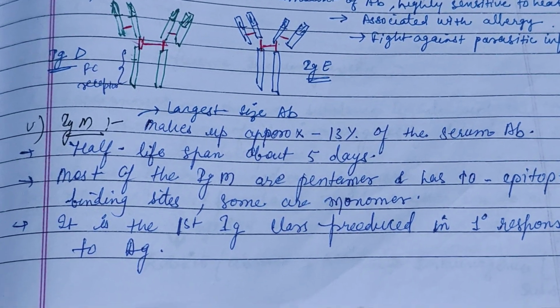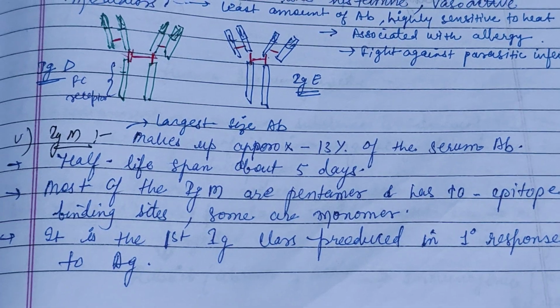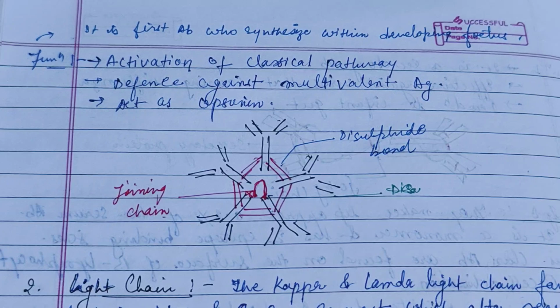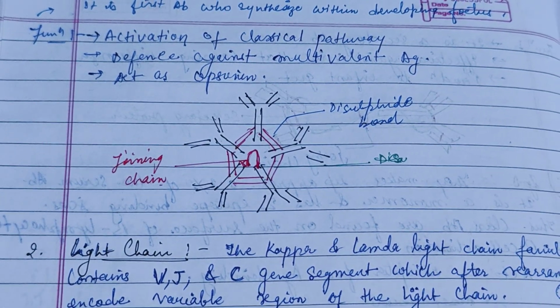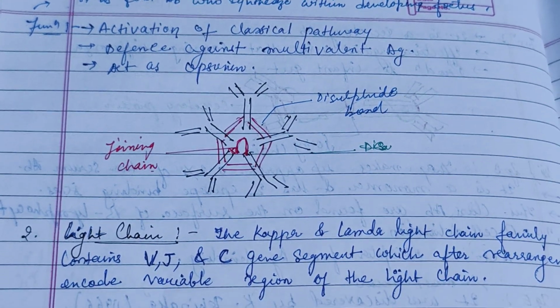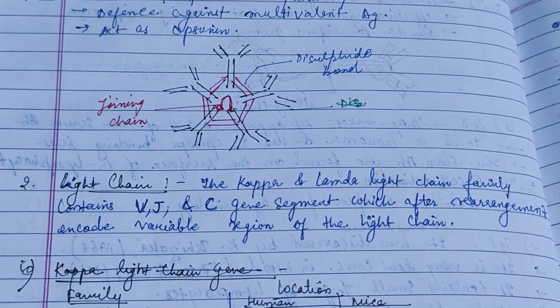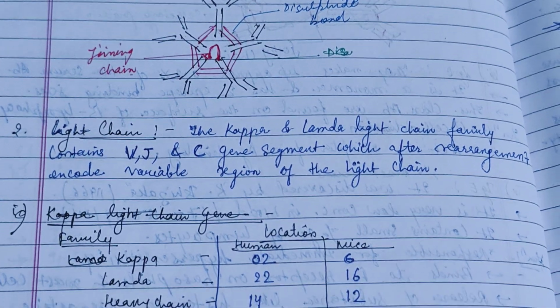IgM makes up approximately 30% of the serum antibody. It is the largest size antibody. IgM is the first antibody synthesized within the developing fetus, so it may be asked in the examination. Its functions are activation of the classical pathway, defense against multivalent antigen, and acting as an opsonin.